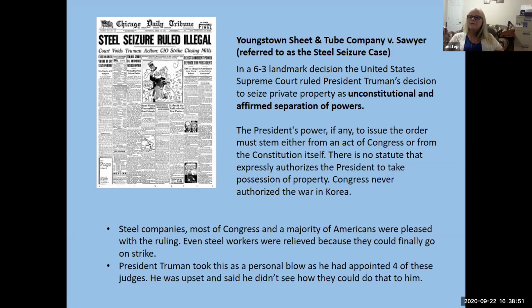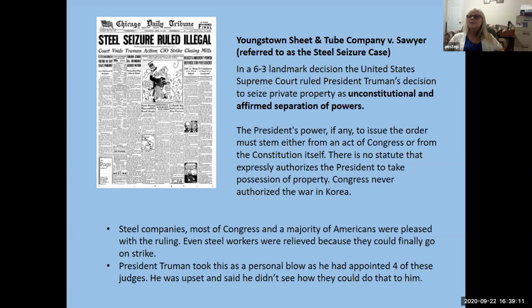Roosevelt had appointed 5 of those judges. He had appointed 4. He felt like he had the inherent powers from the Constitution. He was upset. He didn't see where they could do that to him. And he never got over it. From what I heard, he never really got over that his Congress went against him, the Supreme Court went against him.